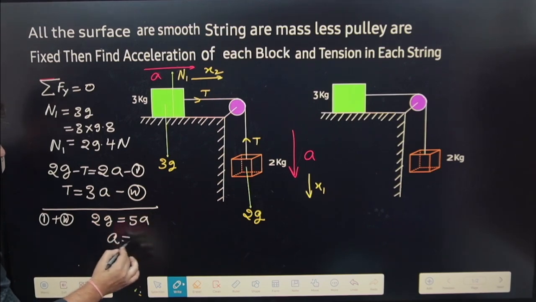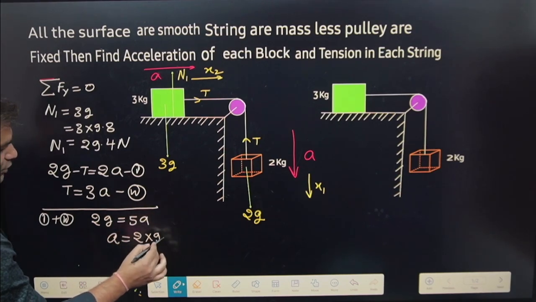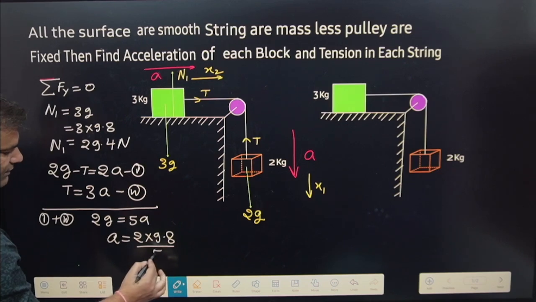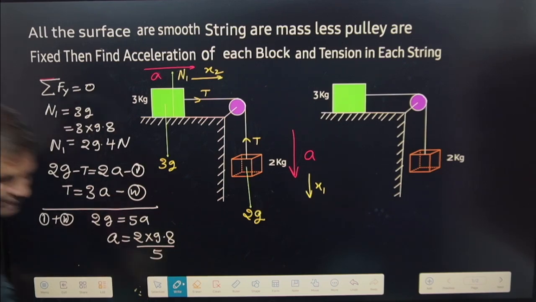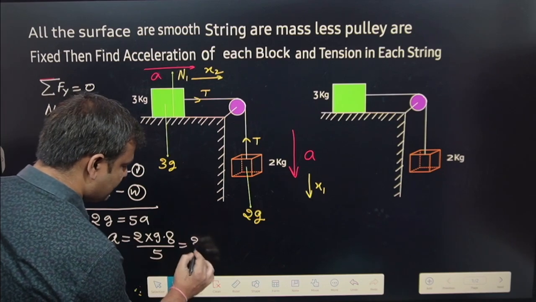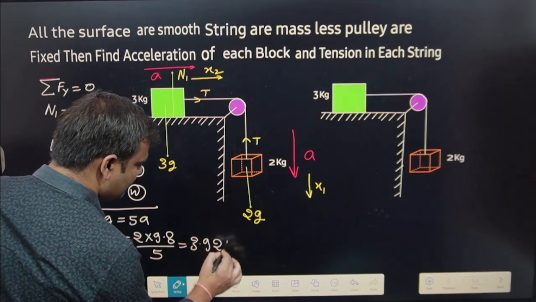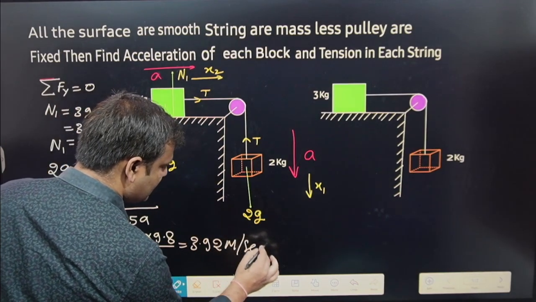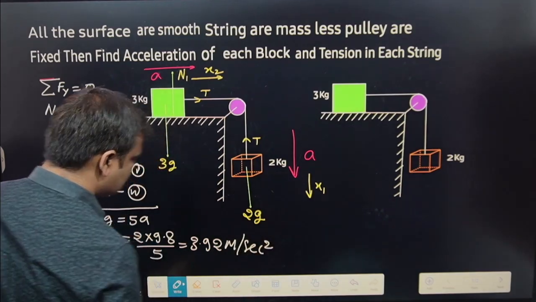So A is equal to 2 into 9.8 divided by 5. That is 3.92 meter per second square. That is the acceleration of the block.